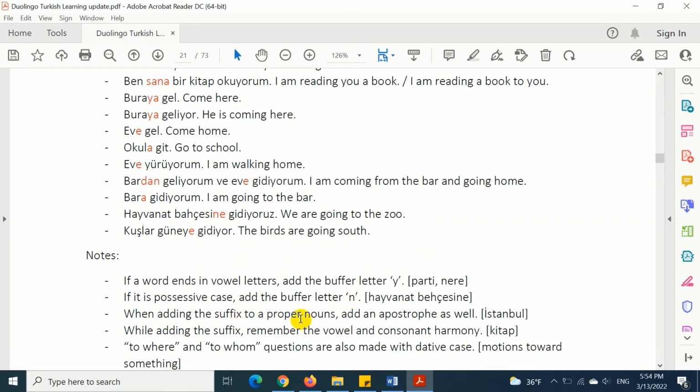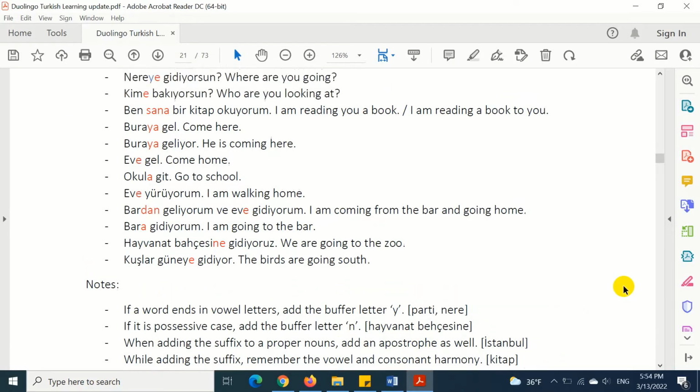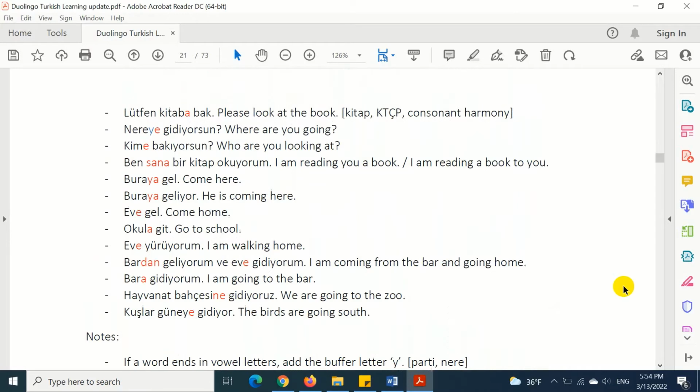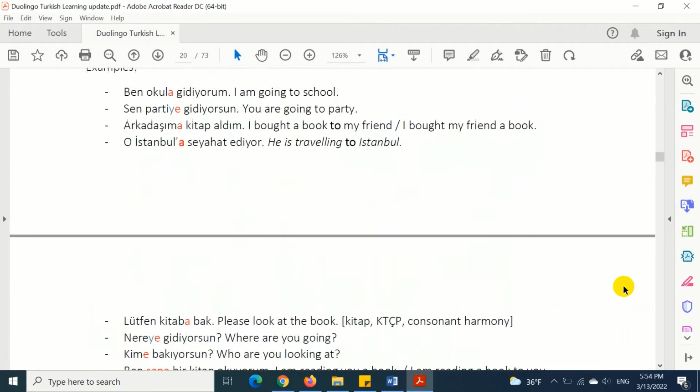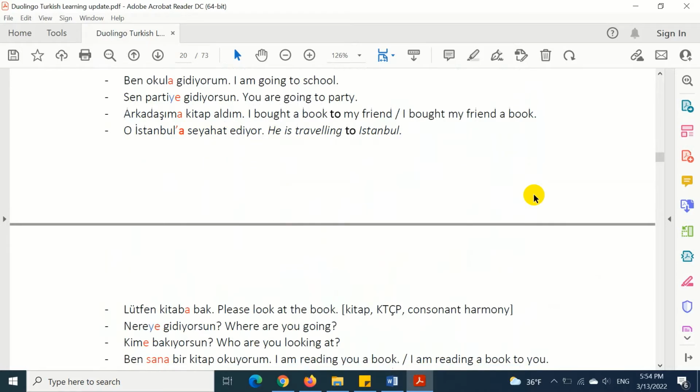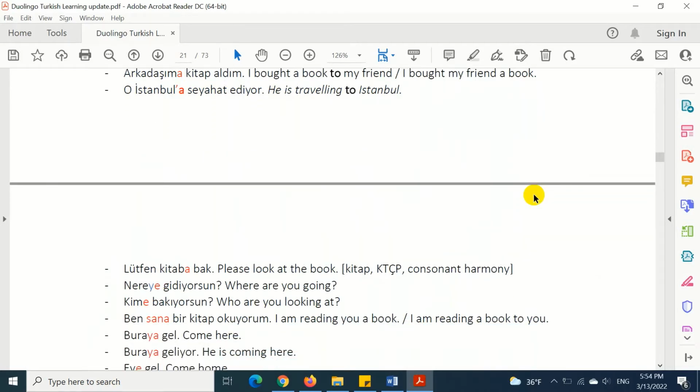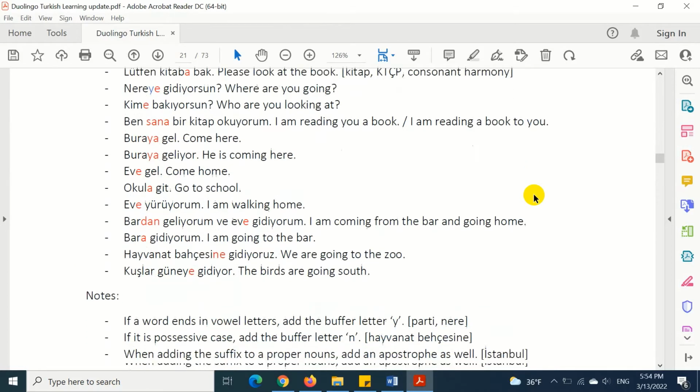When adding the suffix to proper nouns, add an apostrophe as well. Istanbul. Well, now you know that whenever you are adding a suffix to a proper noun, you need to add an apostrophe as well. O İstanbul'a seyahat ediyor. He is traveling to Istanbul. Istanbul is a proper noun, and there you have added an apostrophe.